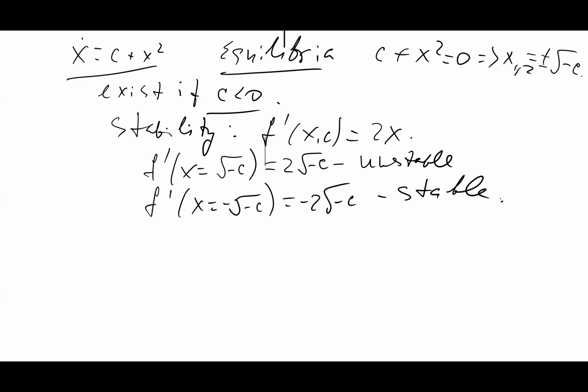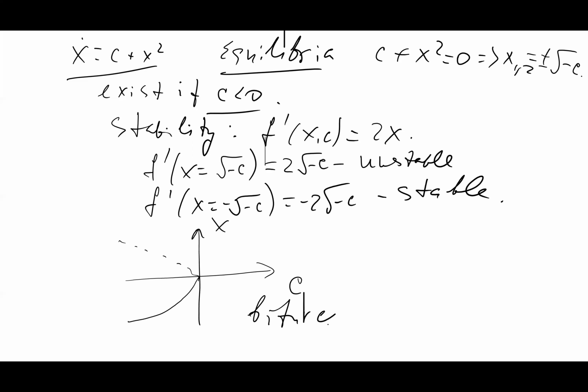And therefore, this will look like this bifurcation diagram for c and x. So we have equilibrium only when c is negative, this branch is stable, this is unstable. So this is the bifurcation diagram. So this is for case 1.